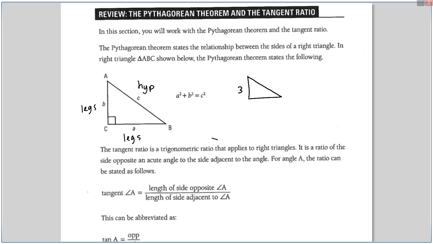3, 4, 5, yeah. Because 3 squared plus 4 squared should equal, what's this, 9? Oh my gosh, it's glitching. 9 plus 16 equals 25. Is 9 plus 16 25? Sure is.